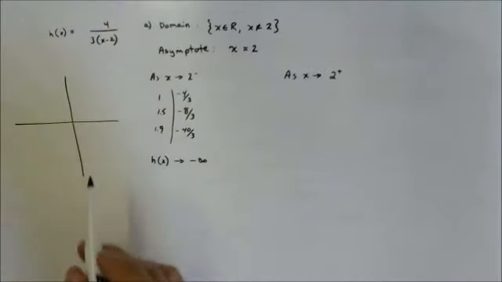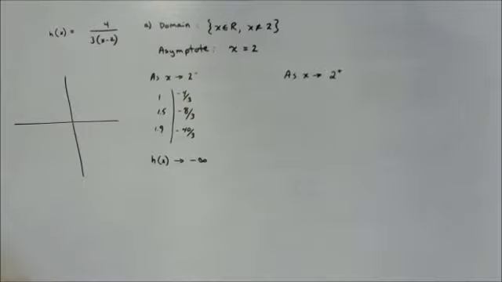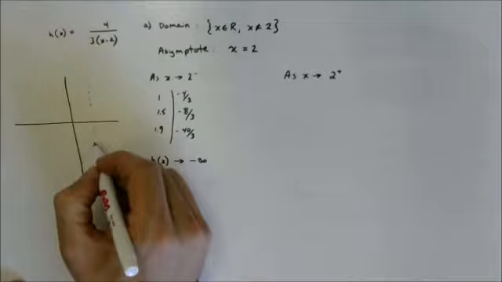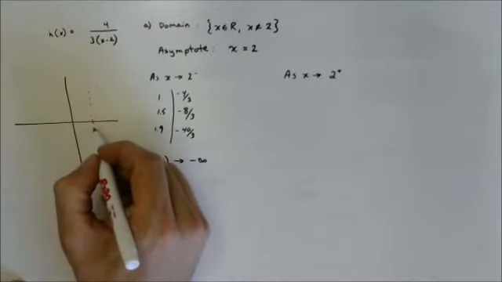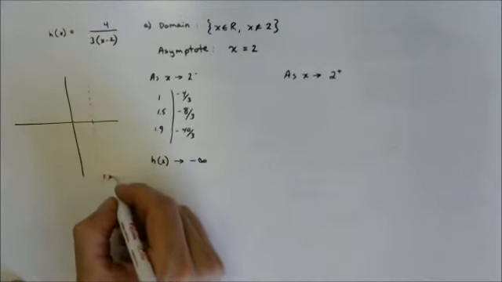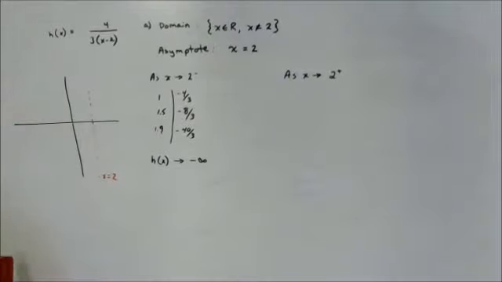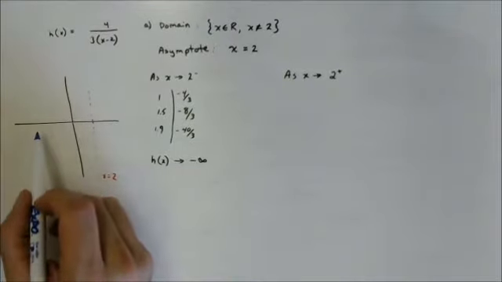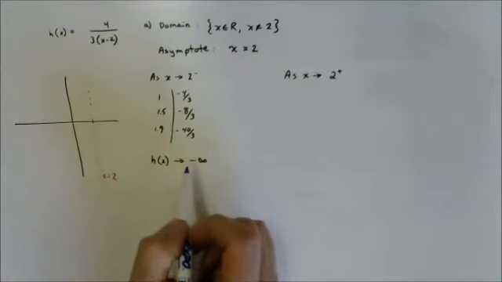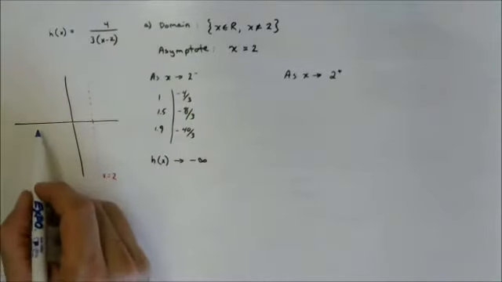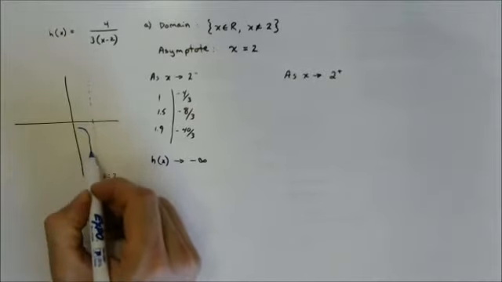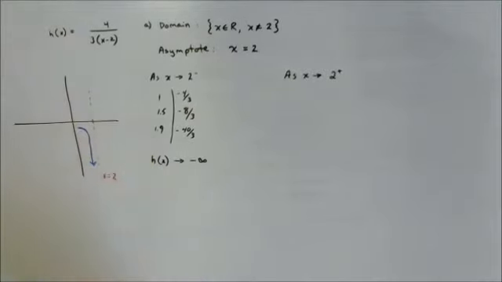So if we're adding some things to our graph as we're working through it, we've got a vertical asymptote at x equals 2. And we've figured out that as x approaches 2 from the left, we're in negative land, and we're going toward negative infinity. So it's looking like this, at least this part of it. Okay, that's all we found out so far.